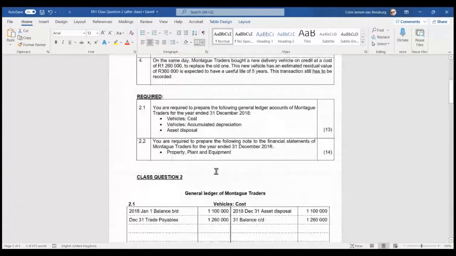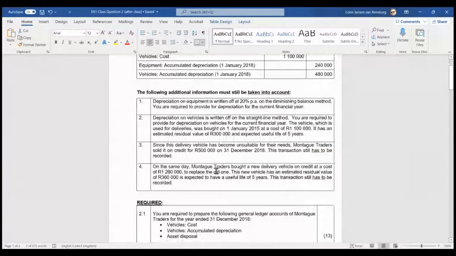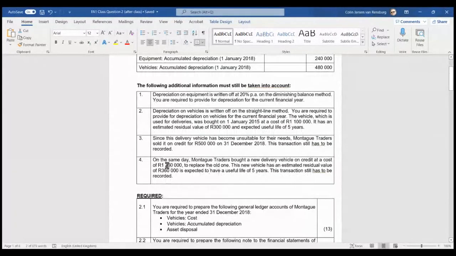Let us go up to our question. Let's see what the last one there was. Paragraph number 4. They say on the same day. So in other words, we are still talking about the 31st of December 2018. On this same day, Montague Traders bought a new delivery vehicle because they couldn't use that one anymore. Perhaps it was too small or whatever. Anyway, there was a reason.